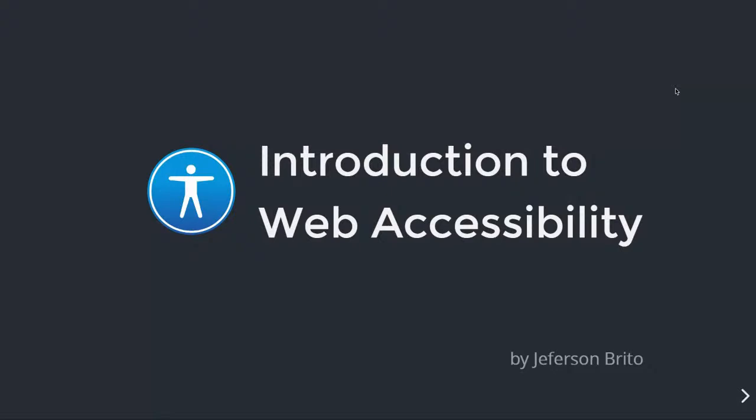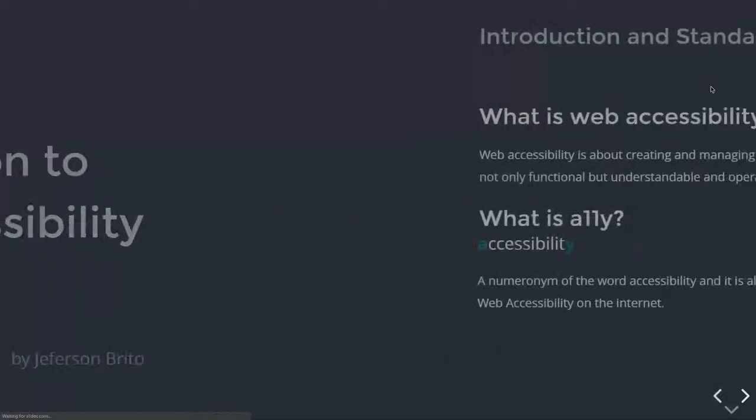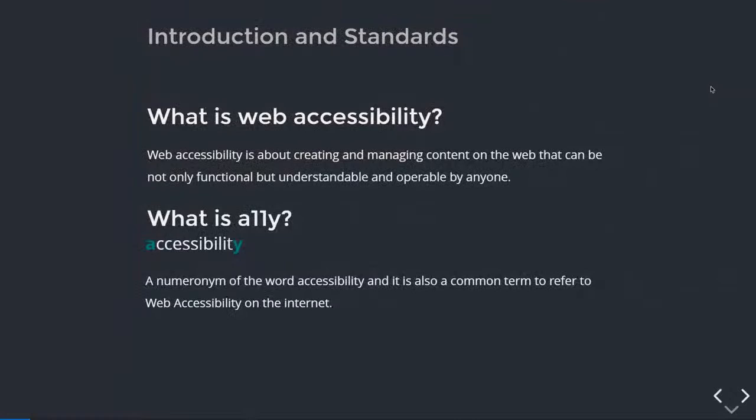My name is Jefferson. I'm a software developer at CodeMiner42, and today we're going to talk about web accessibility. In a nutshell, web accessibility is about creating and managing content on the web that can be not only functional, but understandable and operable by anyone, especially people with disabilities. A11Y is basically a short form of the word accessibility, and it is also a common term to refer to web accessibility on the internet.